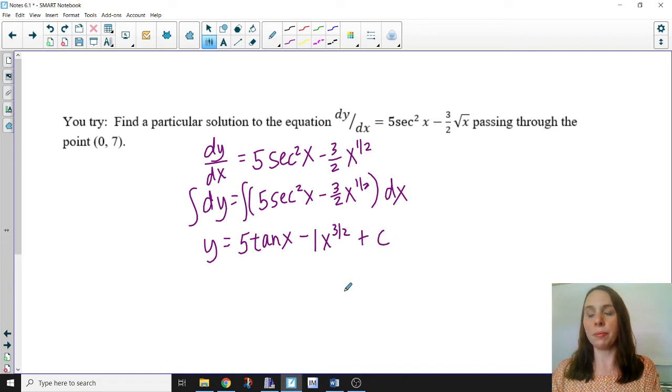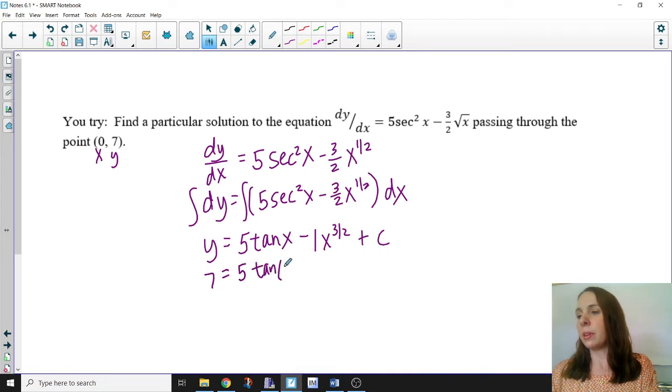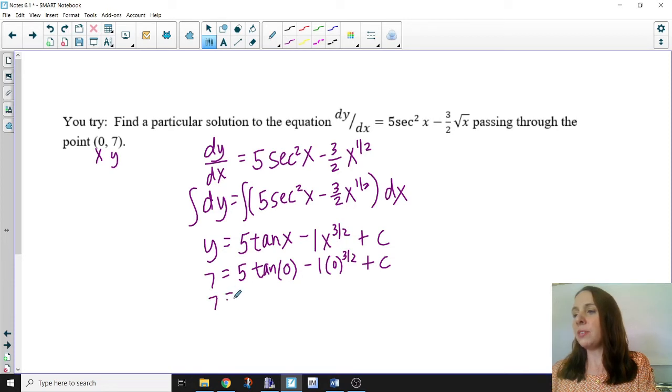plus C. Again, notice the integral doesn't carry down, the dx doesn't carry down. We're done with those symbols because we did that operation. Now let's take the particular point, x is 0, y is 7, and sub those values in to find a particular C. Tangent of 0 is 0. This all becomes 0, which means C is 7.